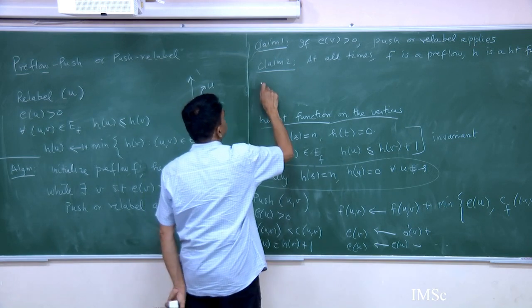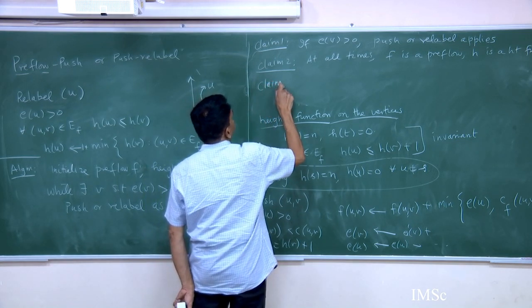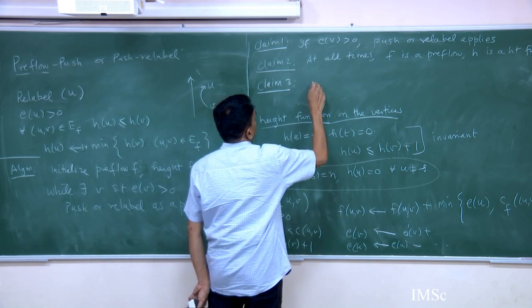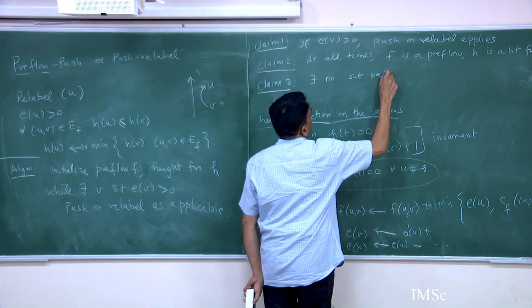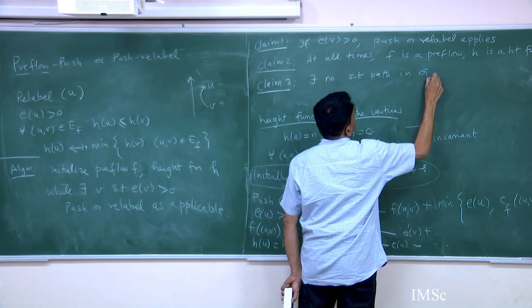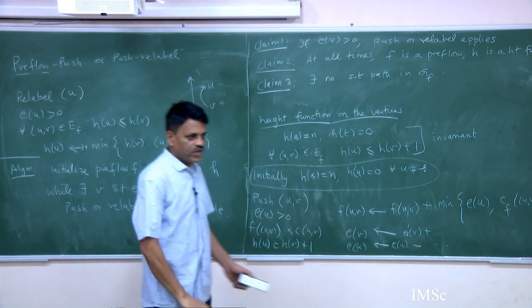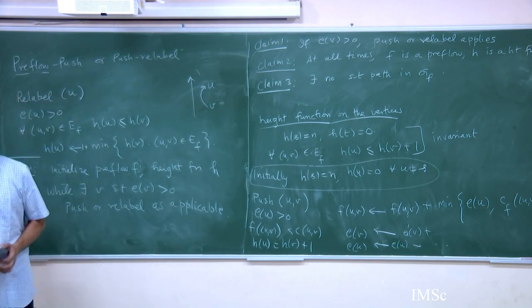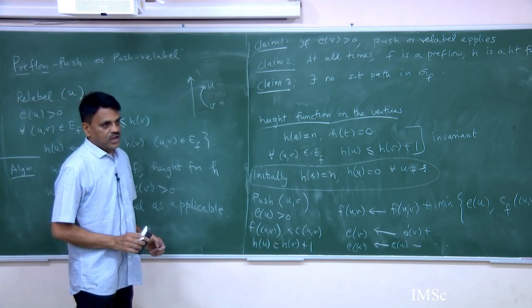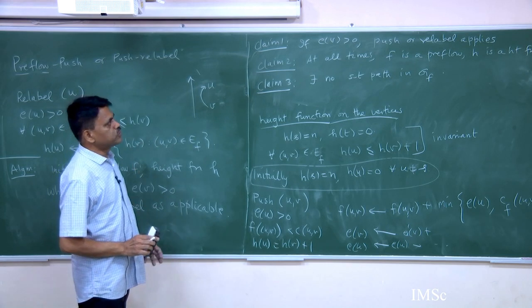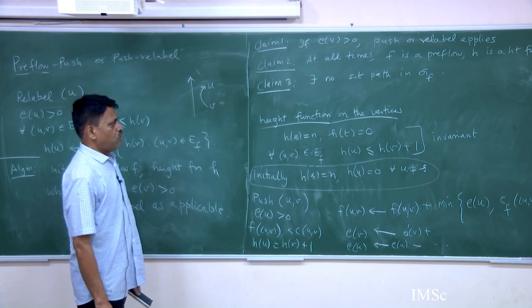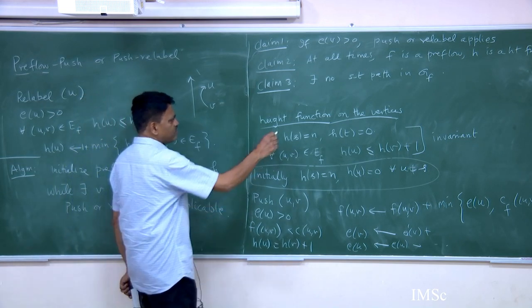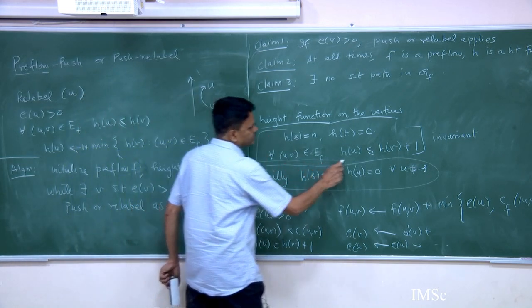Good. Here is my important claim: there exists no s-t path in G_f at any time. Throughout my algorithm, if you go and find my residual network and look at it, I claim there is no s-t path. Why? Because of this height function.